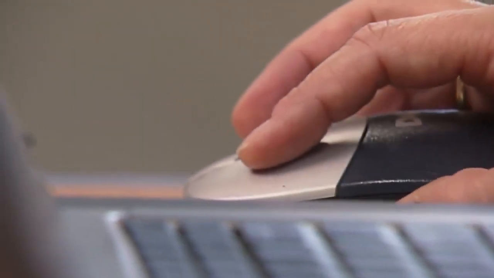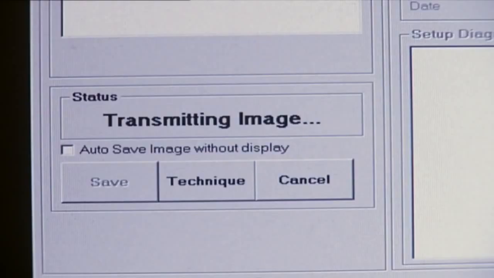Using the computer, a digital radiographic image is read. Art experts can use this to determine the authenticity of the painting.